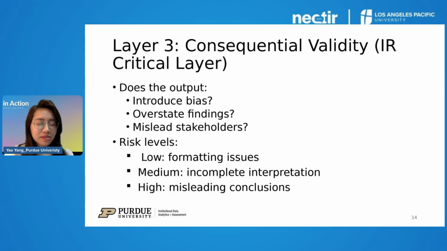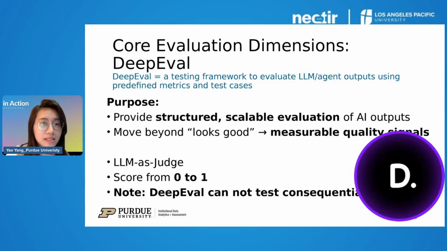So this consequential validity reminds us that the AI outputs are not neutral. They can shape how decisions are made. So the evaluation is not just about the correctness, it is about responsibility. There are many research studies showing that the current large language models like ChatGPT or Gemini are introducing some biased outputs. And now I will show how we can systematically evaluate the AI outputs using a structured approach, and that is called DeepEval.